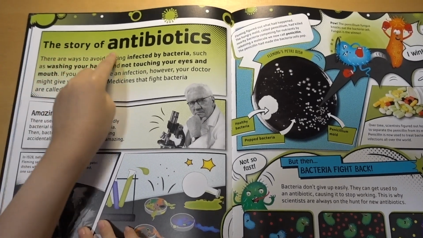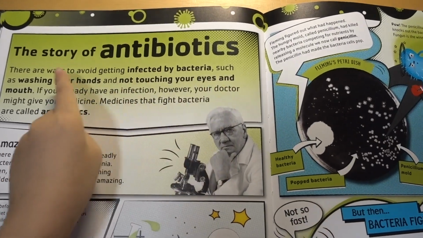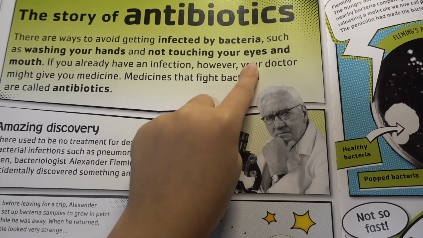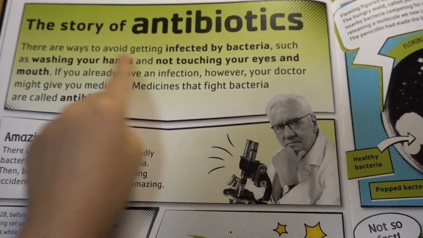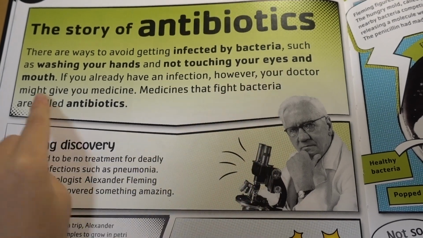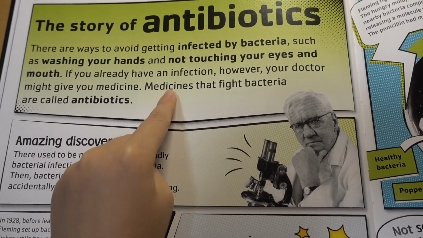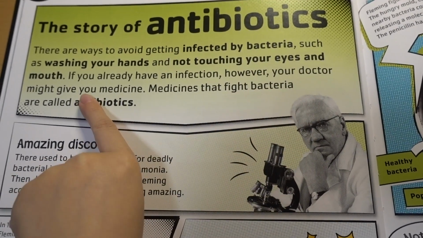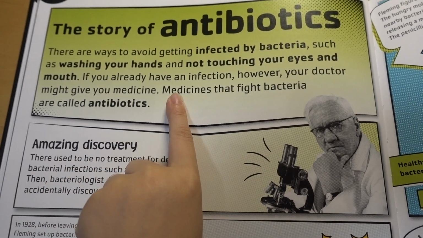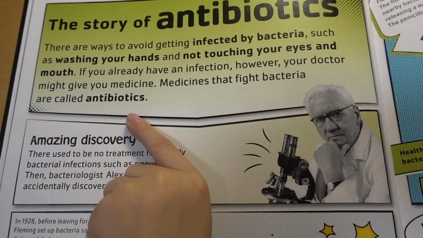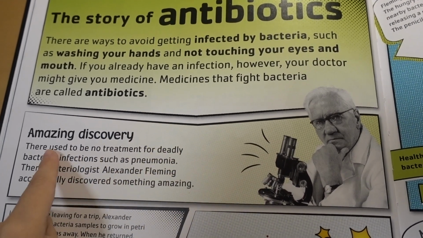The story of antibiotics. There are ways to avoid getting infected by bacteria, such as washing your hands and not touching your eyes and mouth. If you already have an infection, however, your doctor might give you medicine. Medicines that fight bacteria are called antibiotics.